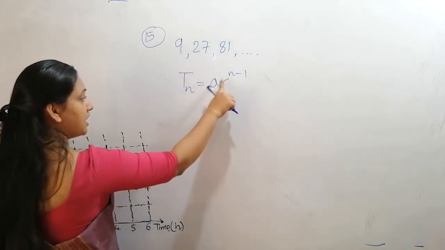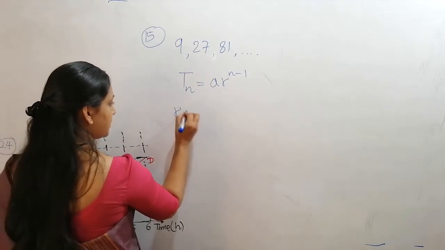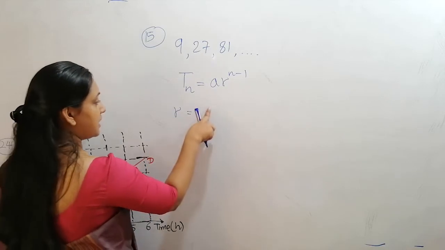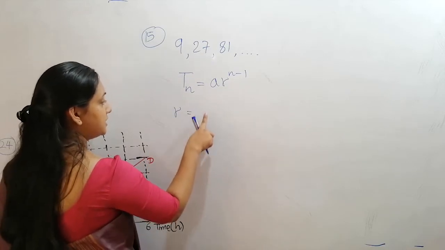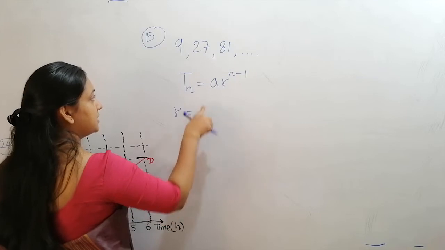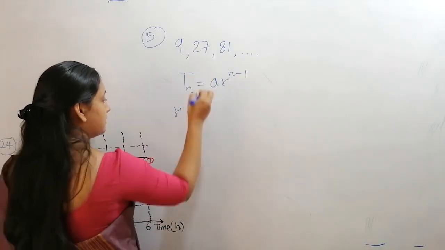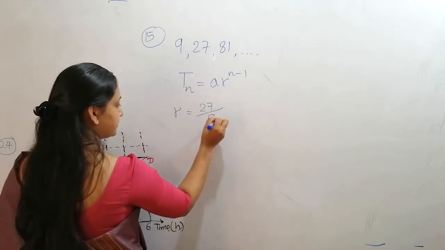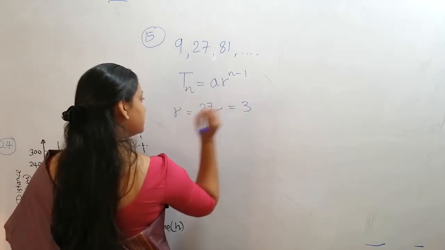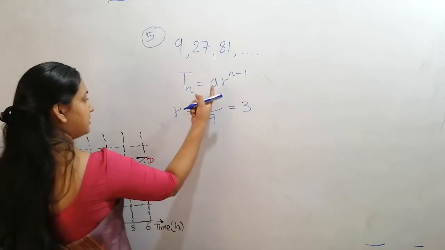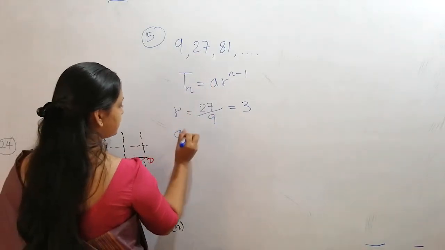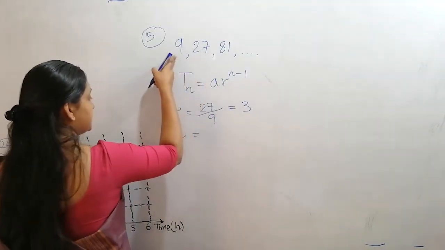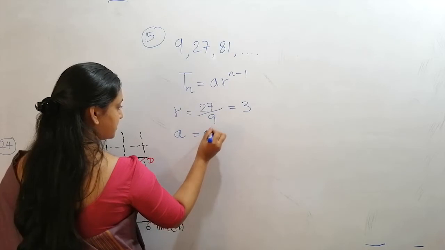First we have to find the value of r. The common ratio is equal to any term divided by the previous term. If I select the 27, divided by the previous term 9, then the common ratio is 3. Then what is the value of a? a is the first term. In this geometric progression, the first term is 9.